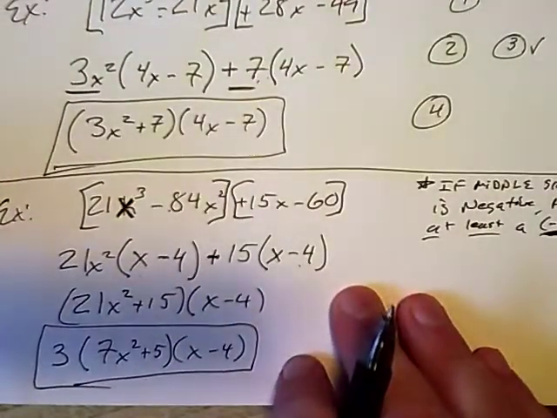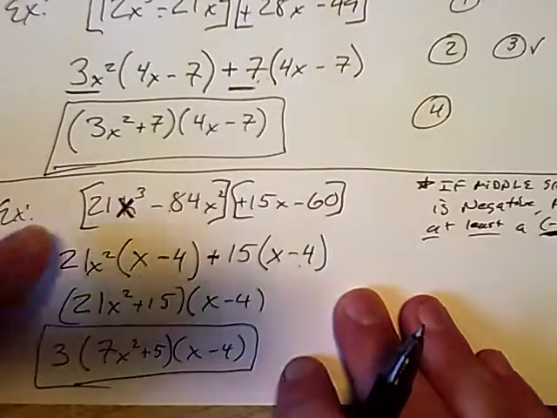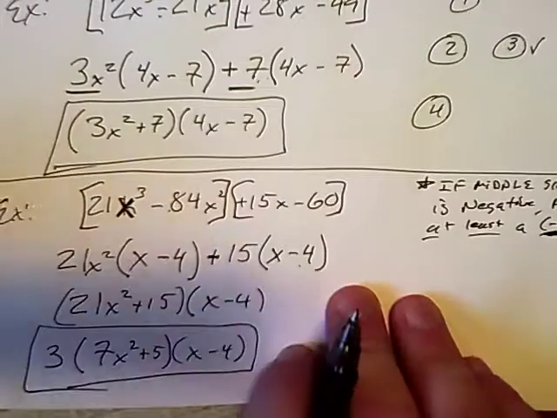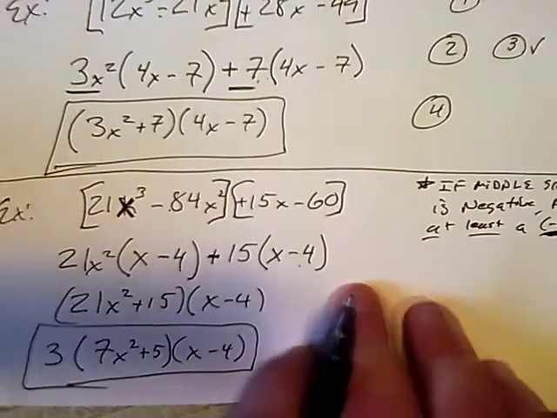Just know you can always look for a greatest common factor, but I suggest looking again at the very beginning because that's what I've been harping on this whole time. Let's do one more example. What happens when that middle sign is negative?